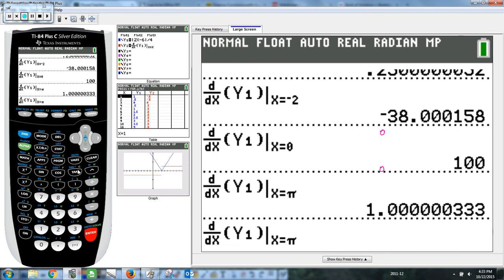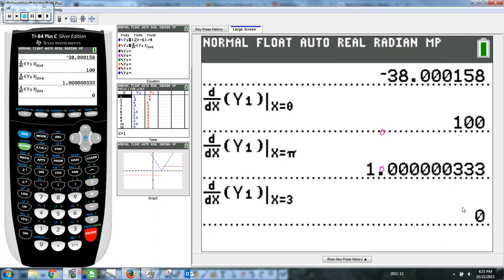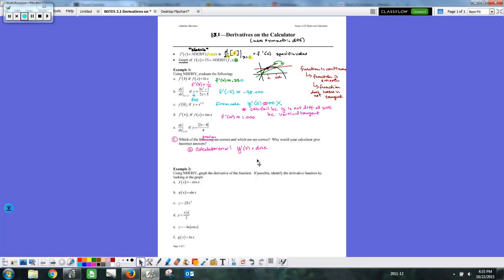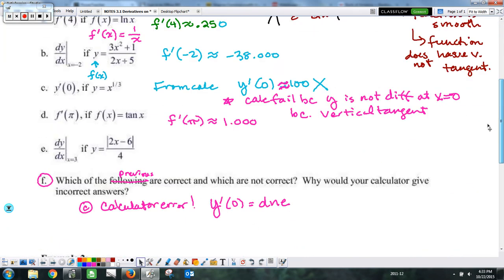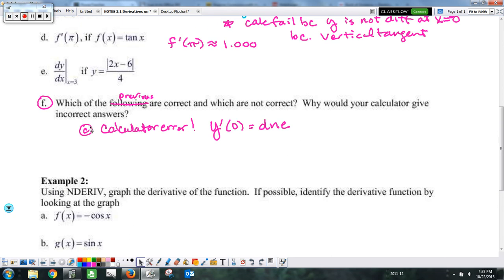And we're doing the derivative at 3, so we changed that to 3 and hit enter. Now notice it's going to tell me that the derivative is 0. But remember that that's only because we're using the symmetric difference quotient. When I use the symmetric difference quotient, I pick a point on either side. And when I pick a point on either side of the vertex of a V-shaped graph, of course the slope is going to be 0.